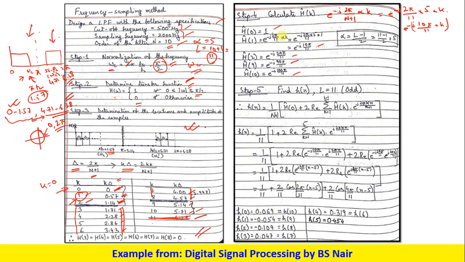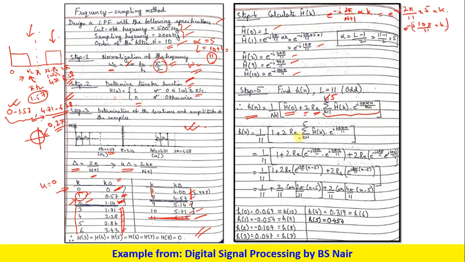Now we need to find out h n. We need to find out h n. So what is h n? h n here is given as 1 by capital N, h cap 0 plus 2 of real component of the addition of k equals 1 to L minus 1 by 2, that means 5, k equals 1 to 5, h cap k e to the power j 2 pi k n divided by N. So that is what you get.